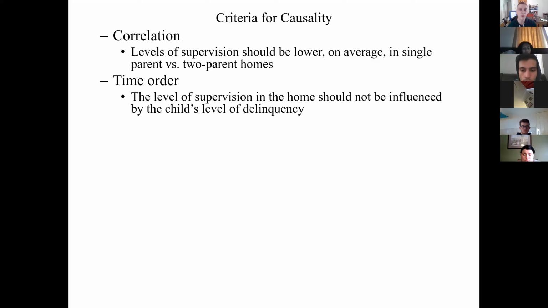Okay. Time order is another one. You have to be sure that it is the supervision having an influence on the delinquency and not the other way around. So it shouldn't be the case, if your theory is correct, that the level of supervision in the home is influenced by the child's level of delinquency. It could be the case that kids that are a real pain, that are real delinquent, cease to be the objects of affection by their parents because they're pains to deal with. I know that's a very unpopular thing to say, but we know in some cases that's true.